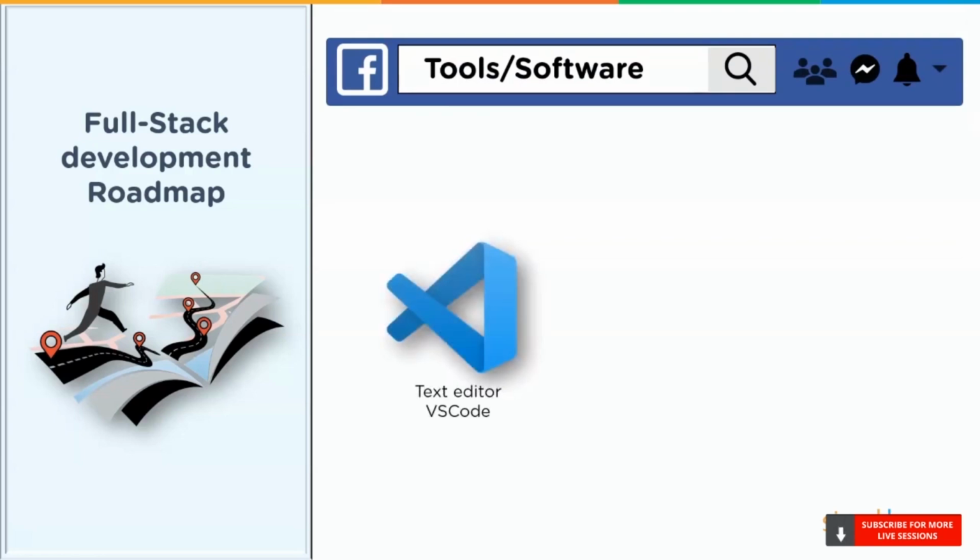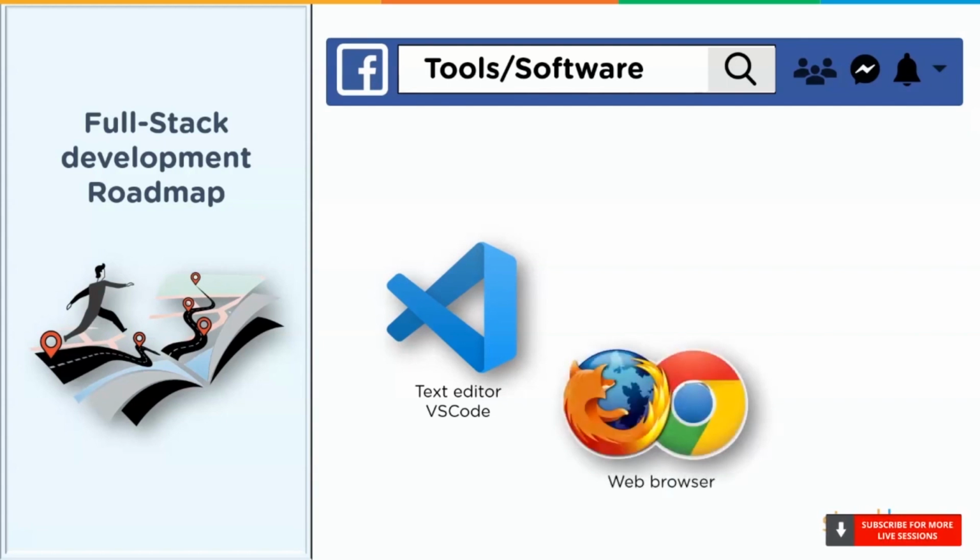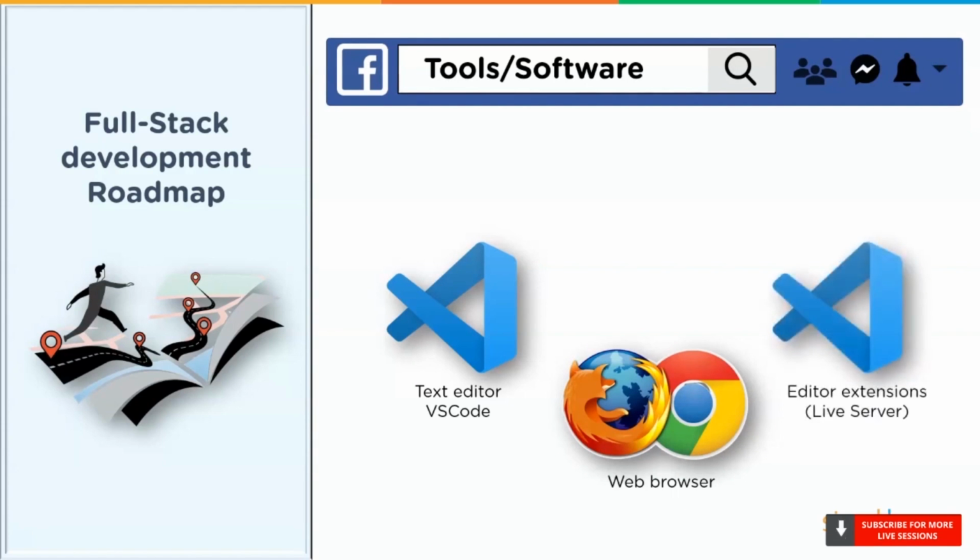Now the first and the most rudimentary requirement is a text editor. Now the most widely used editor is VS Code. It is free, open source and can be used to code in different platforms like Windows, macOS and Linux. Next up is a web browser. So you can either use Firefox or Chrome, but Chrome is highly preferred. Now also you could need a few editor extensions and VS Code has a few of them. Some of them could be Live Sass Compiler and Live Server.